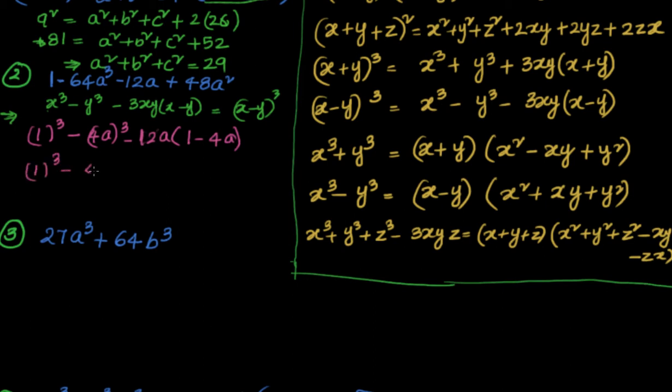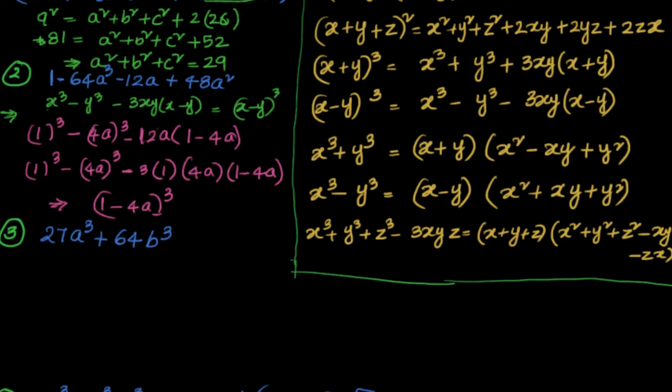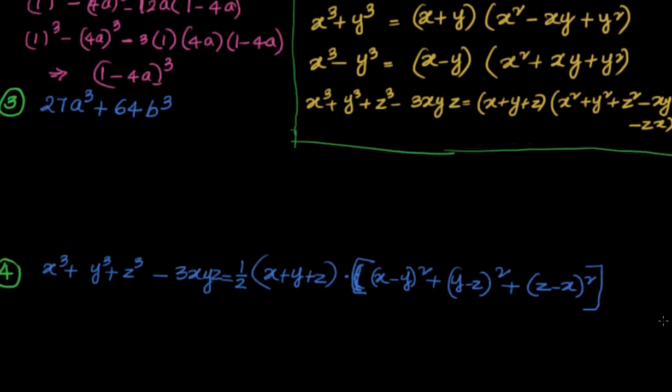1 cube minus (4a) whole cube minus 3 into 1 into 4a into (1 minus 4a). This is exactly fitting into the formula x cube minus y cube minus 3xy into (x minus y). So I can straight away go ahead and say this is nothing but equal to (1 minus 4a) whole cube. Now how have we done that? We have compared with the formula, then we have checked whether the given algebraic expression fits into the formula or not. We have seen that it's fitting perfectly. Okay, let's go ahead and look at another problem.